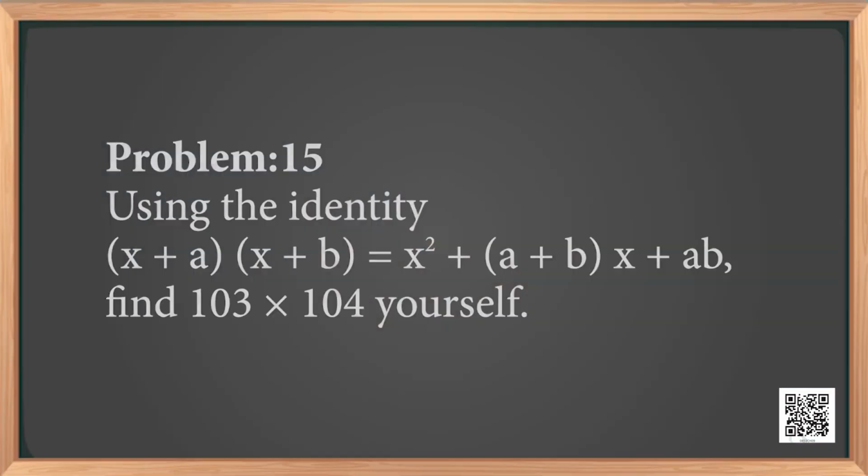Try to solve this problem on your own. Problem number 15. Using the identity (x + a)(x + b) = x² + (a + b)x + ab, find 103 × 104 yourself.